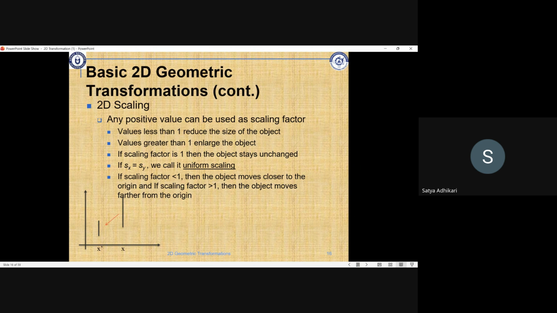Similarly, if the scaling factor is greater than 1, then the object moves further from the origin because the values of the x-axis and y-axis increase. If they increase, the distance from the origin will be larger. From this, we know that the scaling factor plays a vital role here. Depending upon the values of the scaling factor, we are able to know how the size changes.